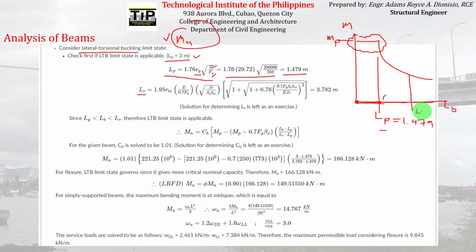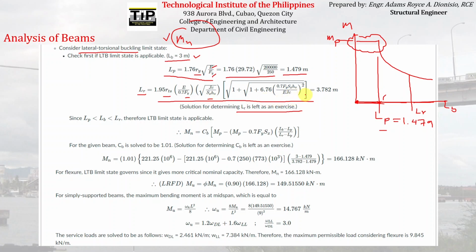Okay, the LR here, which is the limit for elastic lateral torsional buckling. So the formula is somewhat very long. Okay, so the computation for LR is left as an exercise for you. So you just have to find out the corresponding parameters needed here yourself. So just practice that, how to compute those.